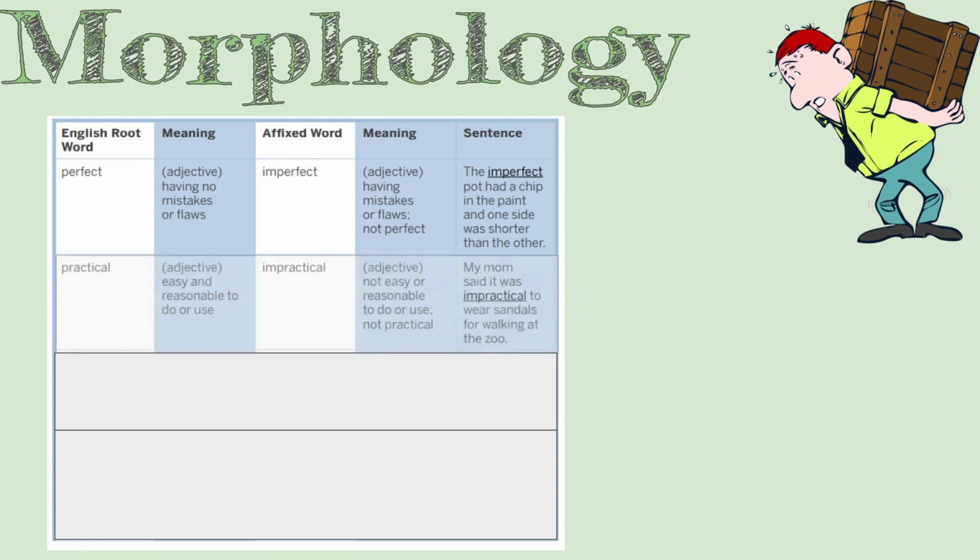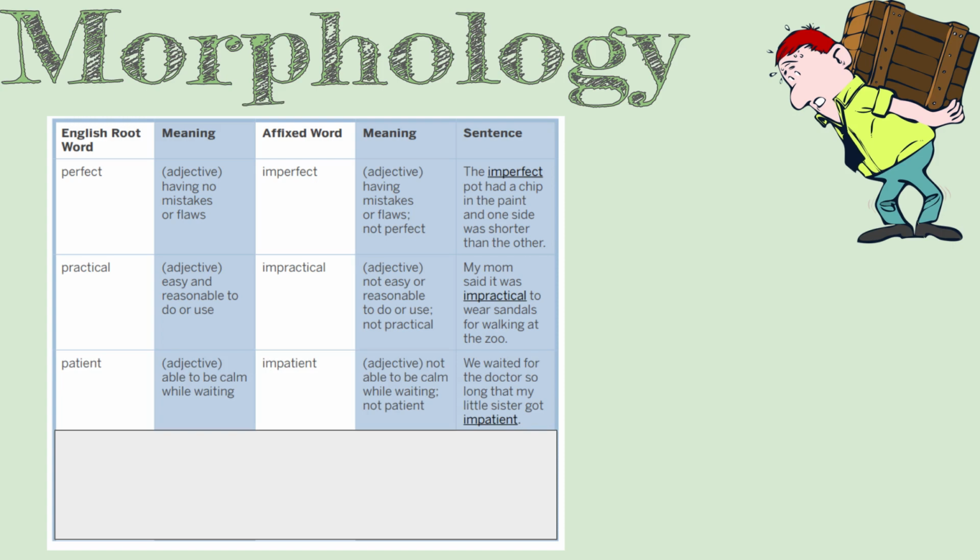The second word is practical. It's an adjective meaning easy and reasonable to do or use. Impractical is the affixed word, which changes the meaning to not easy or reasonable to do or use, and it's not practical. The sentence is, my mom said it was impractical to wear sandals for walking at the zoo. So it wasn't reasonable or wouldn't be easy to wear sandals at the zoo.